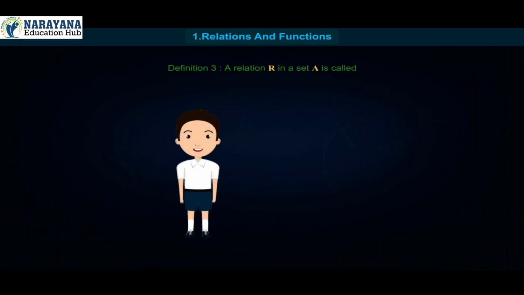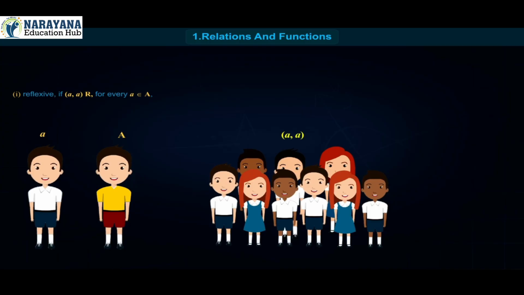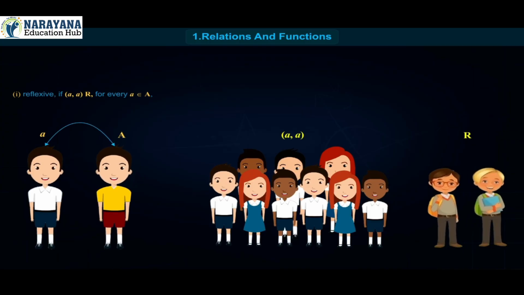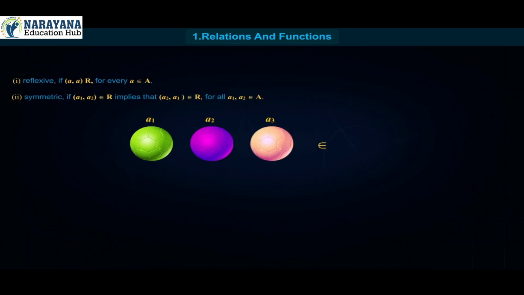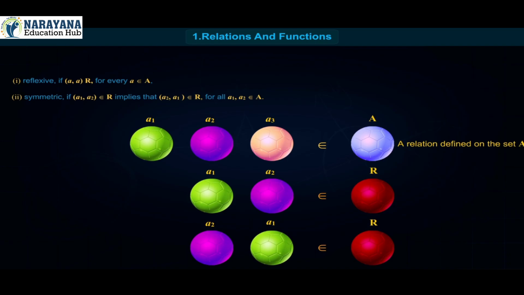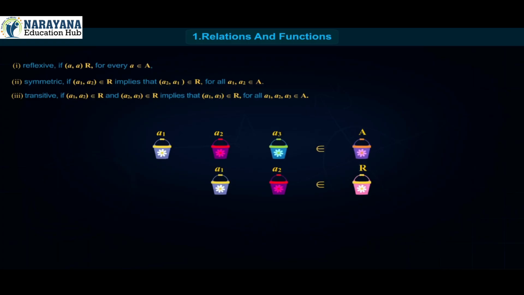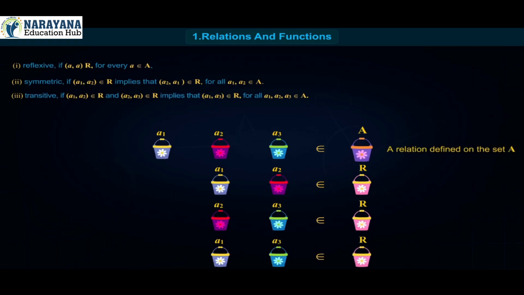Definition 3. A relation R in a set A is called: number 1, reflexive, if the ordered pair (a, a) belongs to R for every a belongs to A. Number 2, symmetric, if the ordered pair (a1, a2) belongs to R implies that the ordered pair (a2, a1) belongs to R for all a1, a2 belongs to A. Number 3, transitive, if the ordered pair (a1, a2) belongs to R and the ordered pair (a2, a3) belongs to R implies that the ordered pair (a1, a3) belongs to R for all a1, a2, a3 belongs to A.